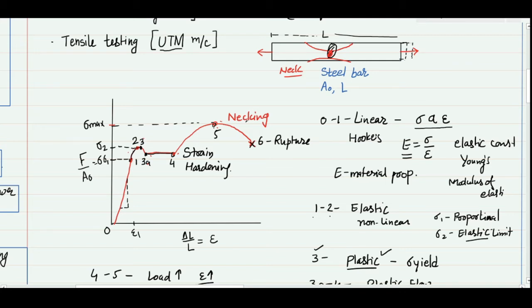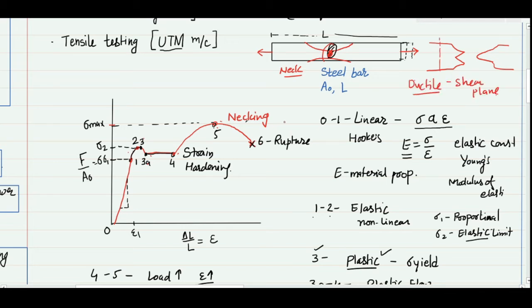In addition to that, observe the failure mode. You will find a cup and cone type of failure. When you look at one part of the workpiece, there will be a hole, a cup kind of shape. On the other part, you will find a cone kind of shape. This kind of failure we call cup and cone failure, and in the case of mild steel the failure is along the shear plane, or 45 degrees.